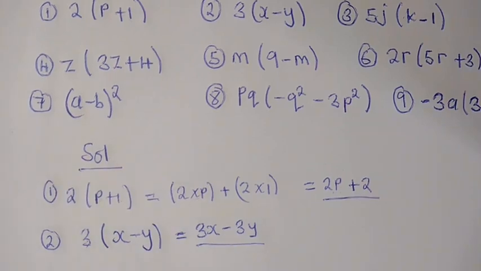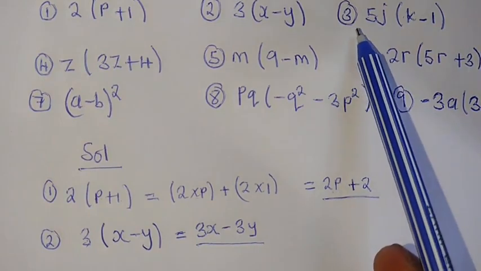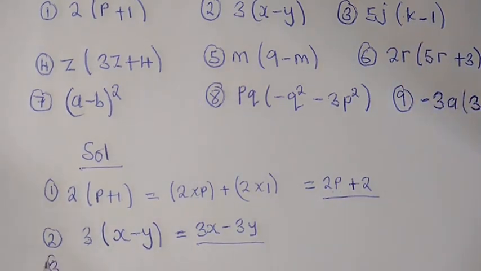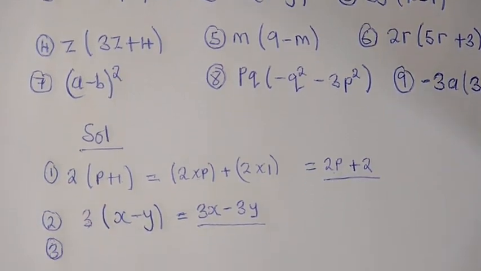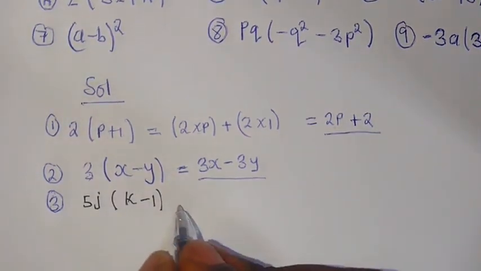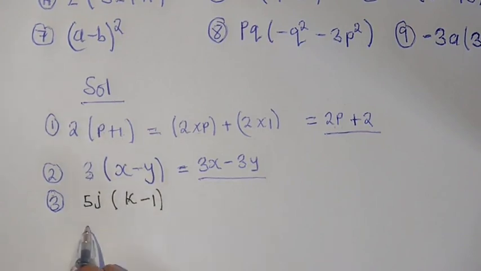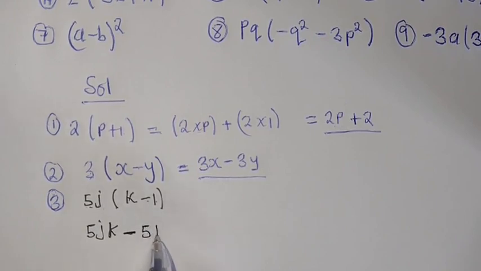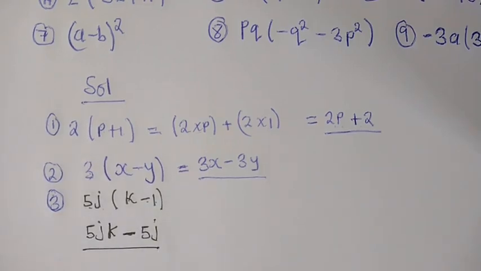Okay, we have answered. So we now move on to our third question, which is right here: 5j, in brackets we have k minus 1. So how can we expand this one? To expand this one, we are saying 5j times k, this will give us 5jk. Then 5j times minus 1, this will give us minus 5j. So this is our answer. Okay, so we are done answering our third question.